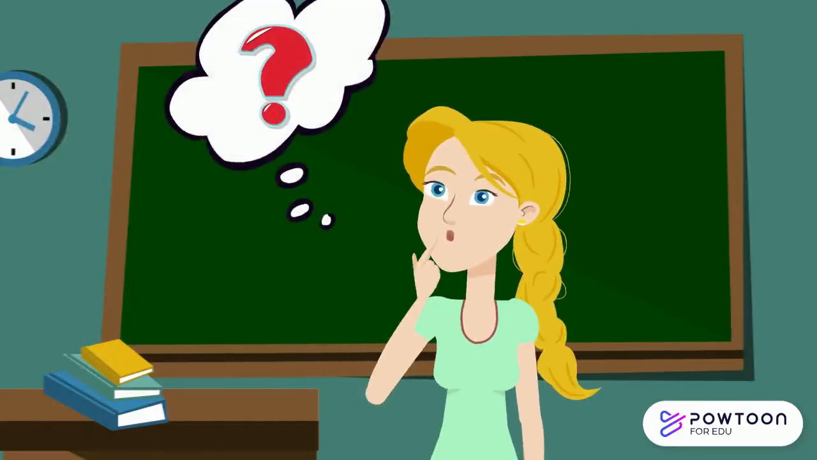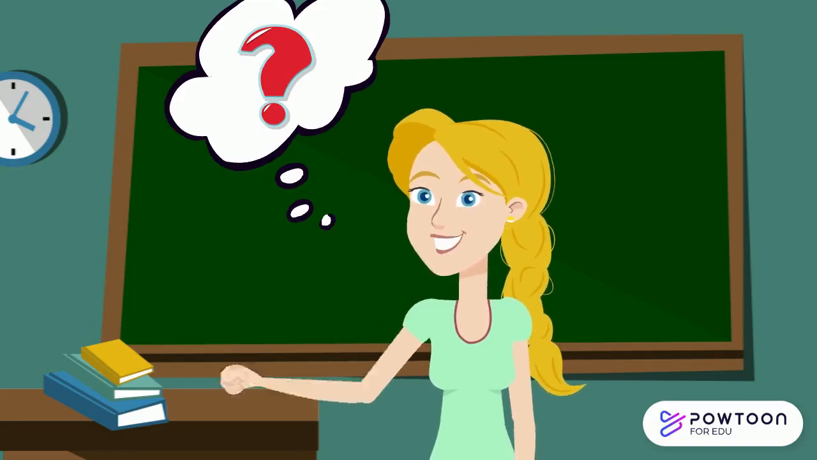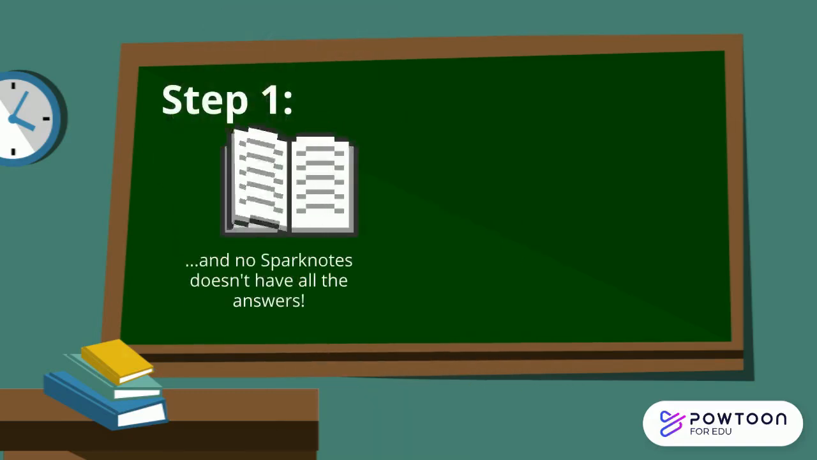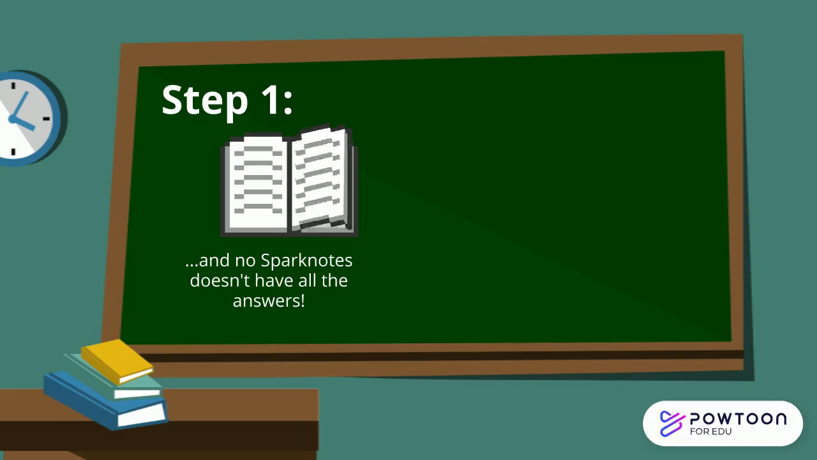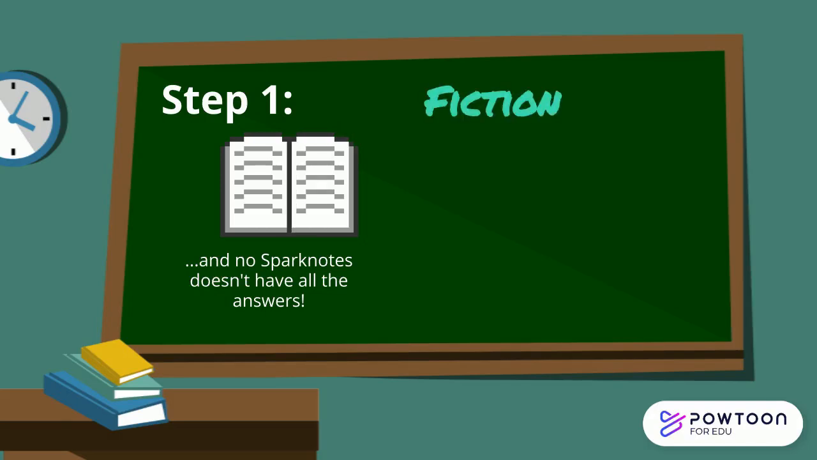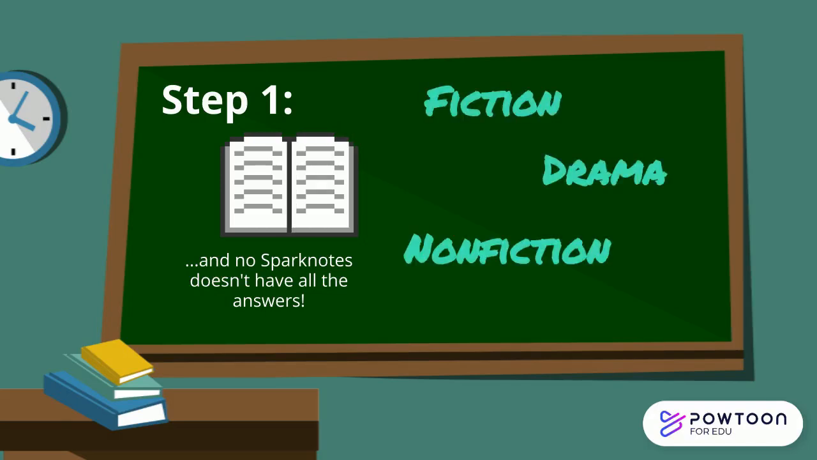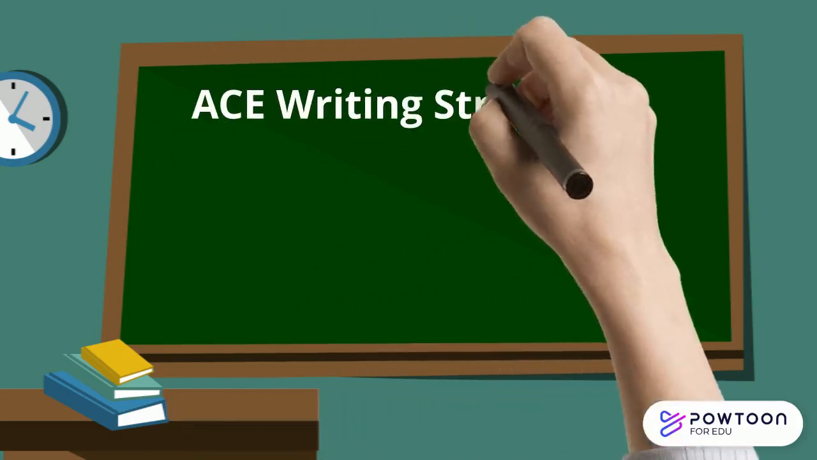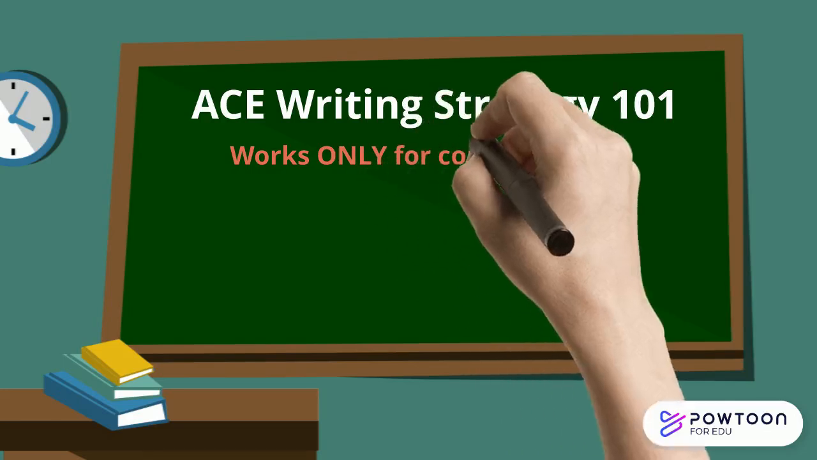You're probably thinking to yourself, this sounds too good. How can I use 3 simple steps to improve my English grade? Well, for starters, this will only improve your writing. You can't write about a text if you don't read it. After you have read a text, whether it is a short story, novel, play, or nonfiction text, you can use the ACE writing strategy to answer any constructed response questions.